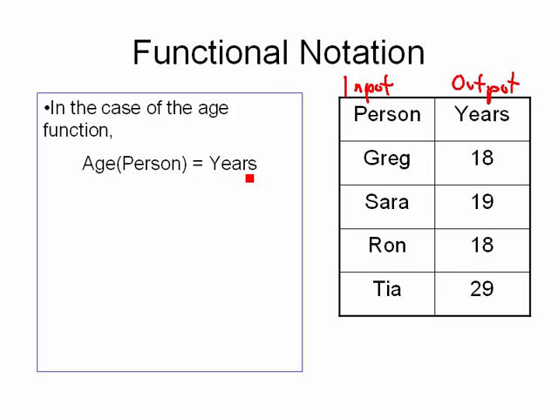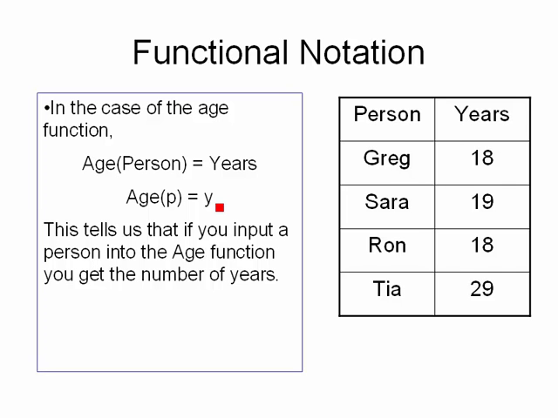Now it's a little bit cumbersome to keep carrying around that whole word person and years. So often what you'll see is we'll go ahead and just represent person with P and years with Y. So we write age of P equals Y. So this tells us that if you input a person into the age function, you get the number of years, and the way we do that is by using this table right here.